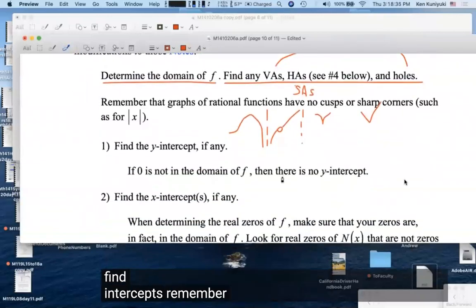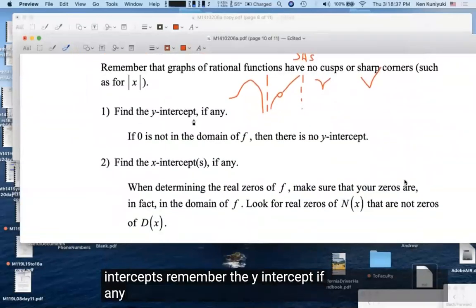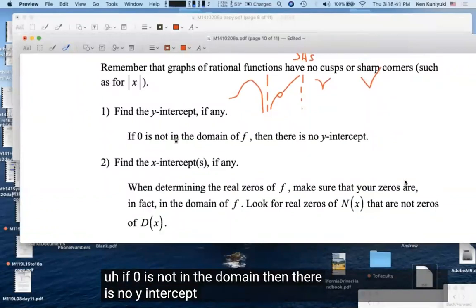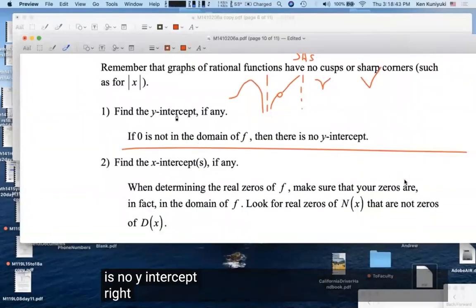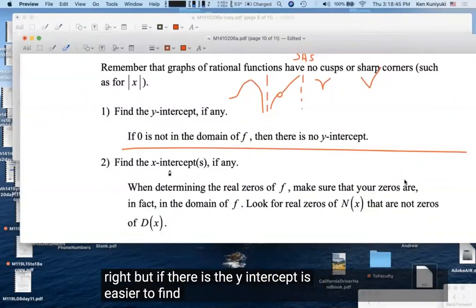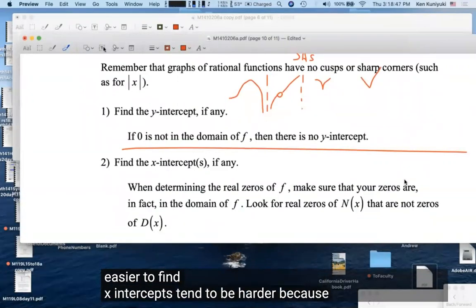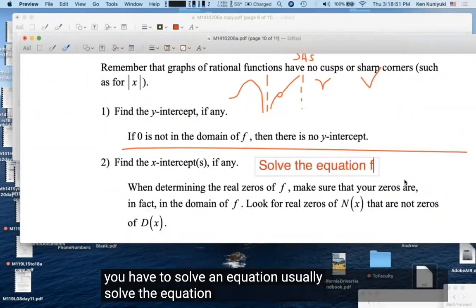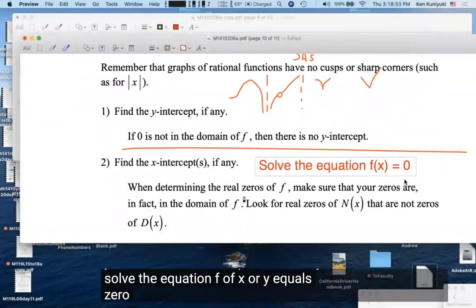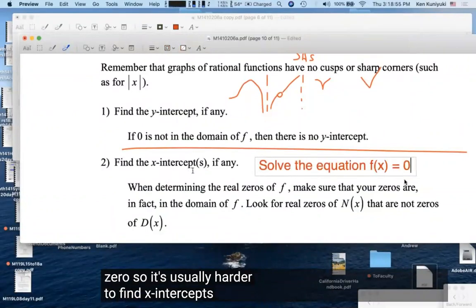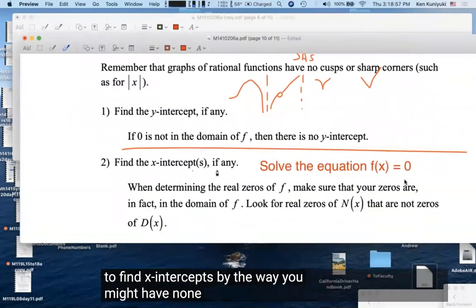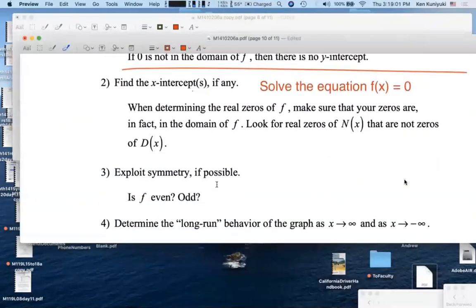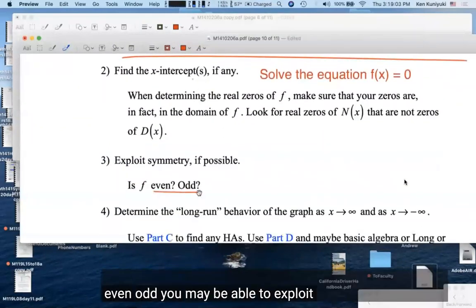Okay, find intercepts. Remember the y-intercept, if any, tends to be easier. If 0 is not in the domain, then there is no y-intercept, right? But if there is, the y-intercept is easier to find. X-intercepts tend to be harder because you usually have to solve an equation. Solve the equation f of x or y equals 0. So it's usually harder to find x-intercepts. By the way, you might have none, 1, or a whole bunch. Even, odd, you may be able to exploit symmetry.